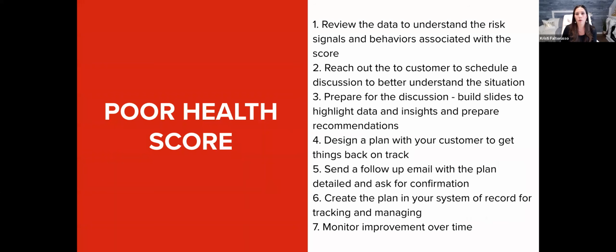But I'm using poor health score because if you've constructed a good health mechanism to track your customer's health, it should be helpful directionally to address risk. So we're going to use this and say your customer's health score has dropped. And so you've got a poor health score. And now what do we do?